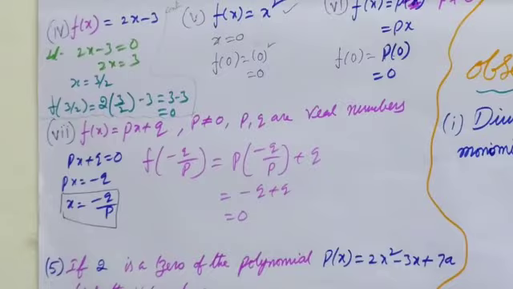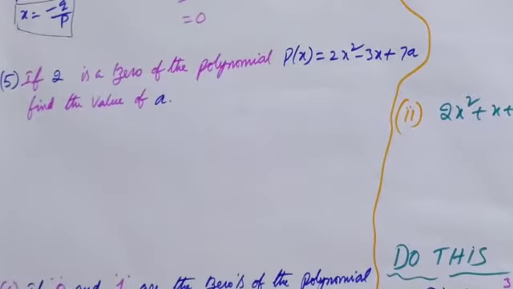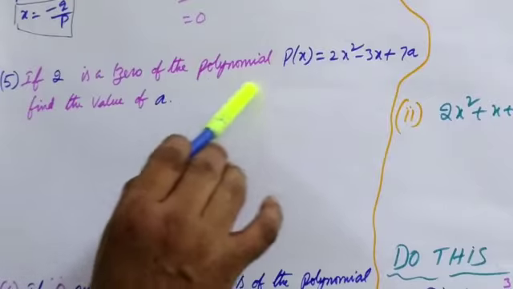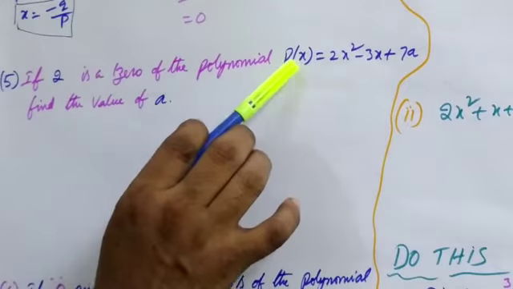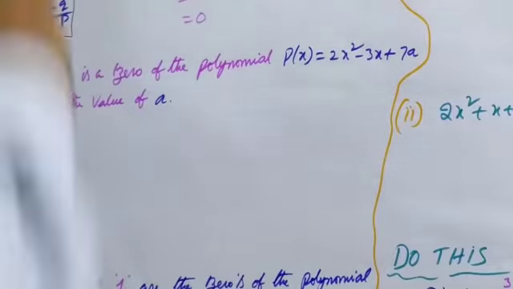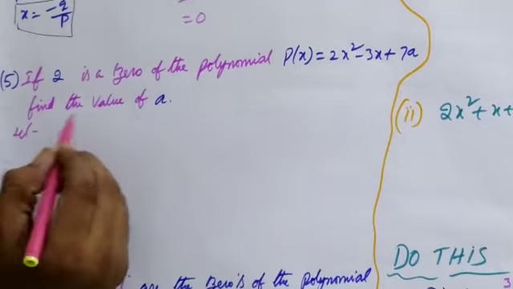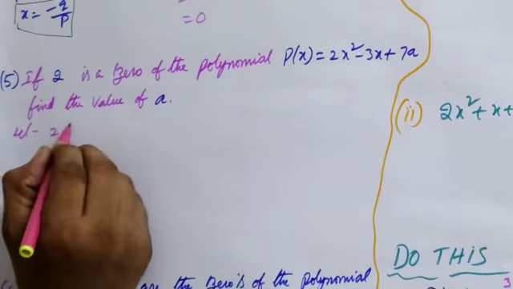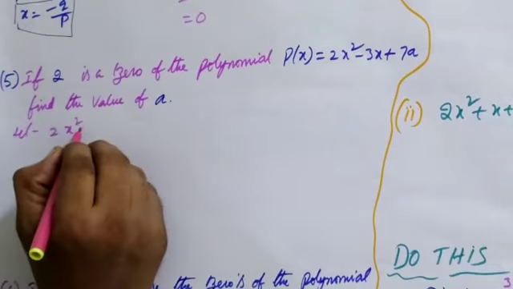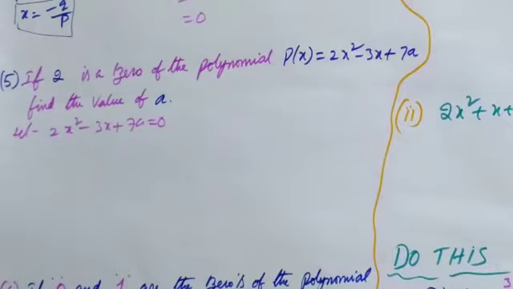Go to 5. If 2 is the zero of the polynomial p of x is equal to 2x square minus 3x plus 7a, find the value of a. Now first of all, the polynomial equal to 0. Let us take 2x square minus 3x plus 7a is equal to 0.